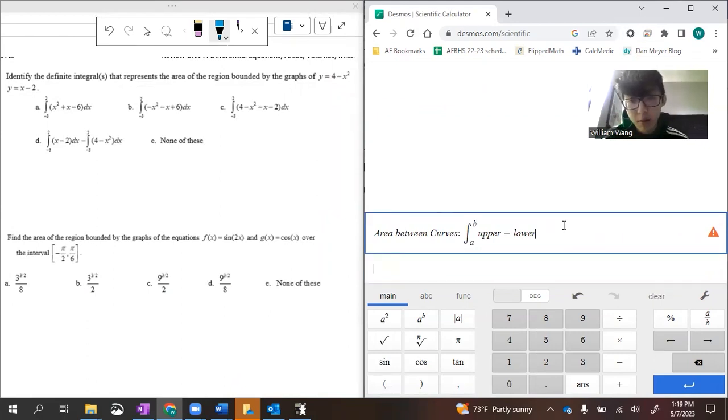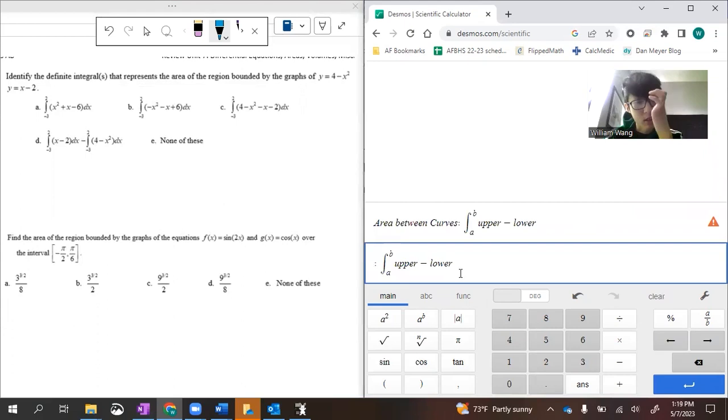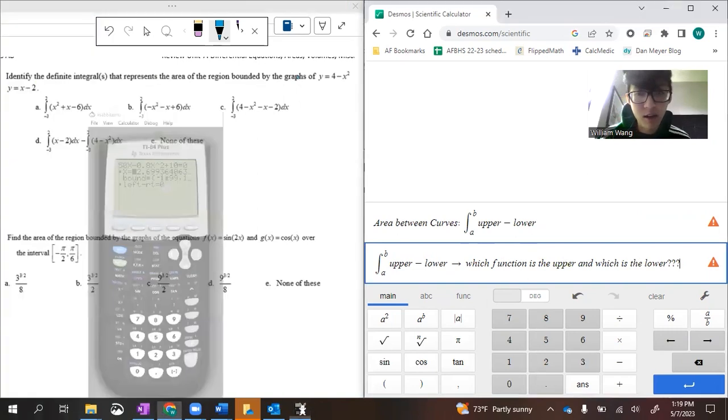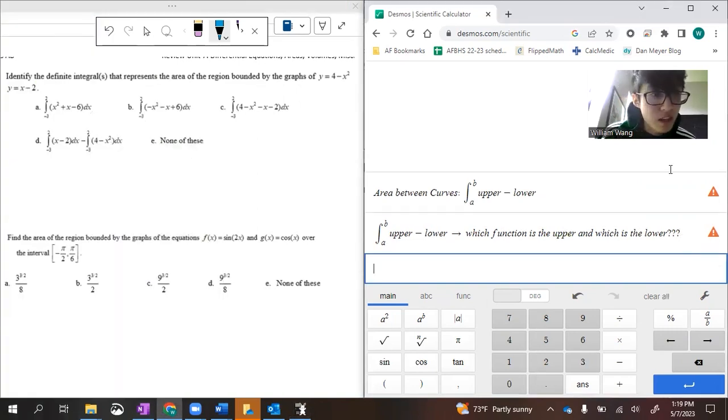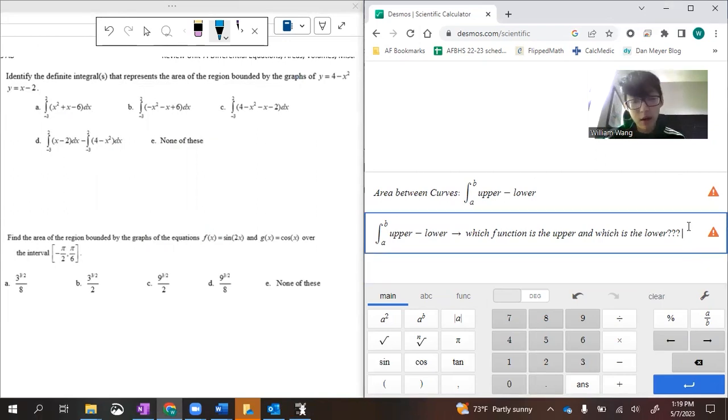Okay, so I'm going to apply this formula, integral from a to b of the upper minus lower. The only question I have from here is, which function is the upper and which is the lower, right? Well, if you have your graphing calculator, you could easily plot that, but let's say I don't have access to it. What I would do is find my points of intersection. What are my bounds, which are points of intersection, right?